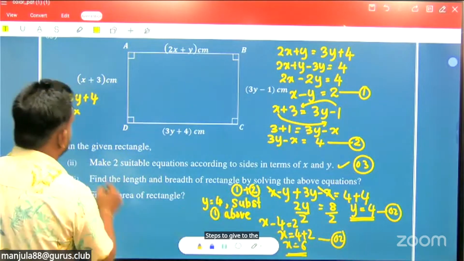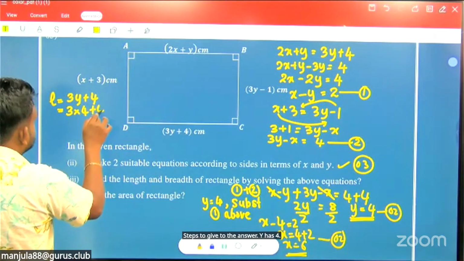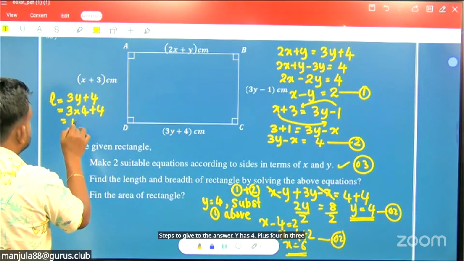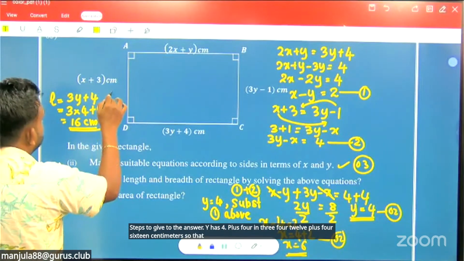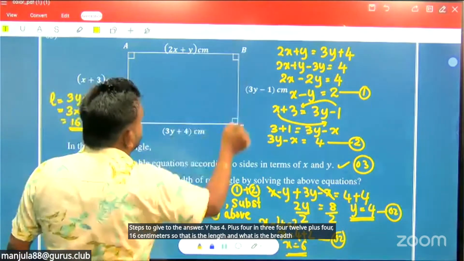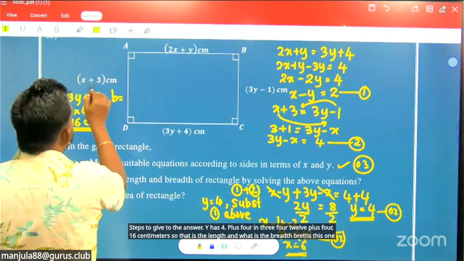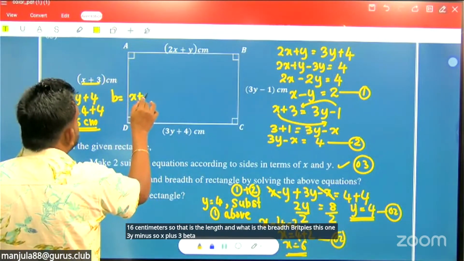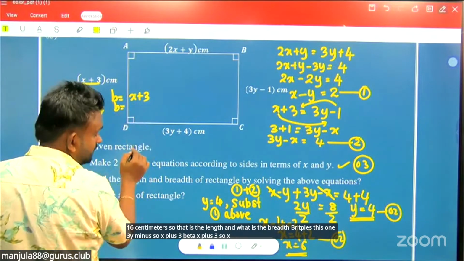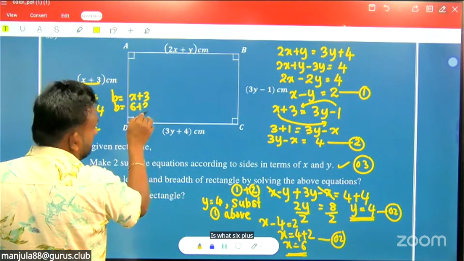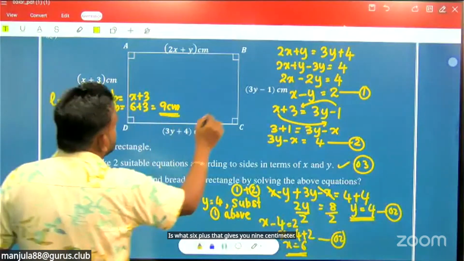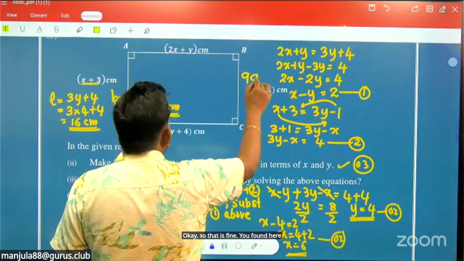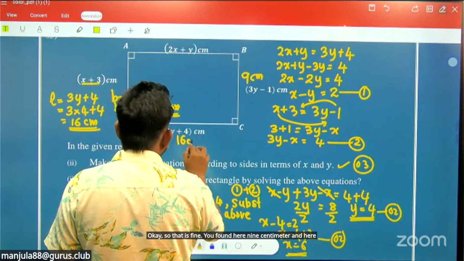y is 4, so 3 into 4 is 12, plus 4, is 16 centimeters. So that is the length. Then what is the breadth? Breadth is this one, 3y minus, so x plus 3 is better, x plus 3. So x is what? 6 plus 3. That gives you 9 centimeters. Okay, so that is fine. You found here 9 centimeters and here 16 centimeters.